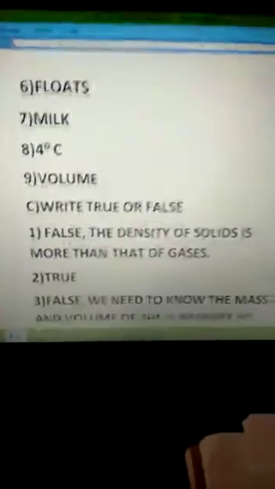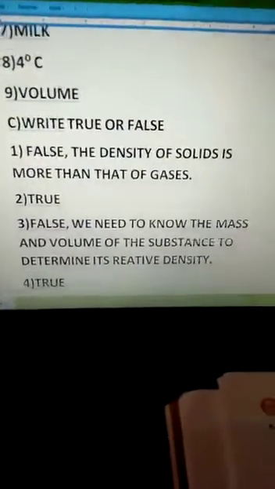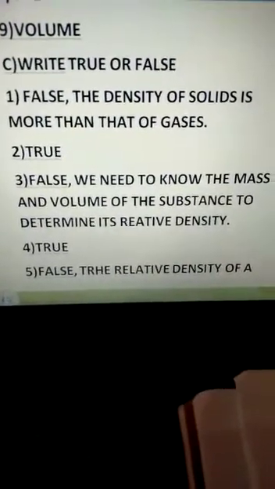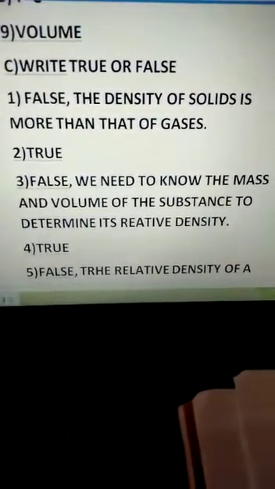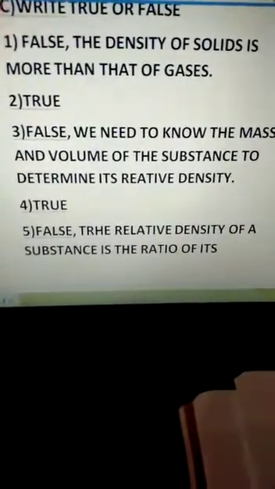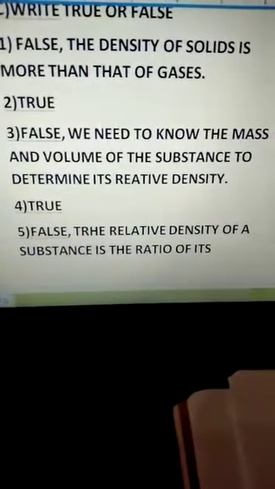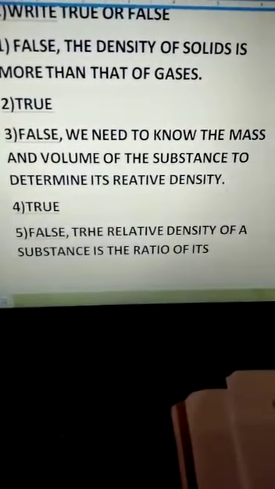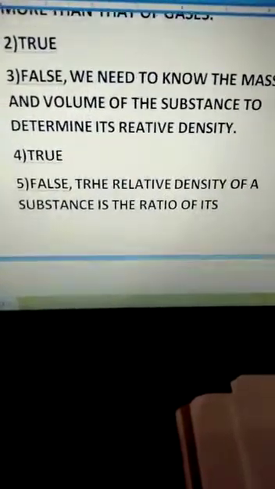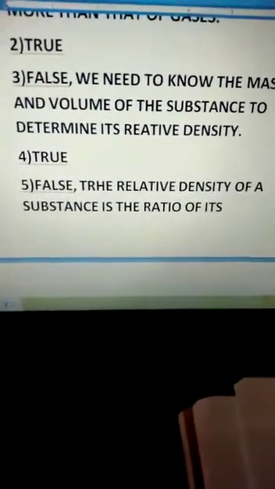Write true or false for the following sentences. First one is false. The correct statement will be, the density of solid is more than that of gases. Second one is true. Third one is false again. We need to know the mass and volume, or you can write we need to know the density of the substance to determine the relative density. Number 4, that is true again.